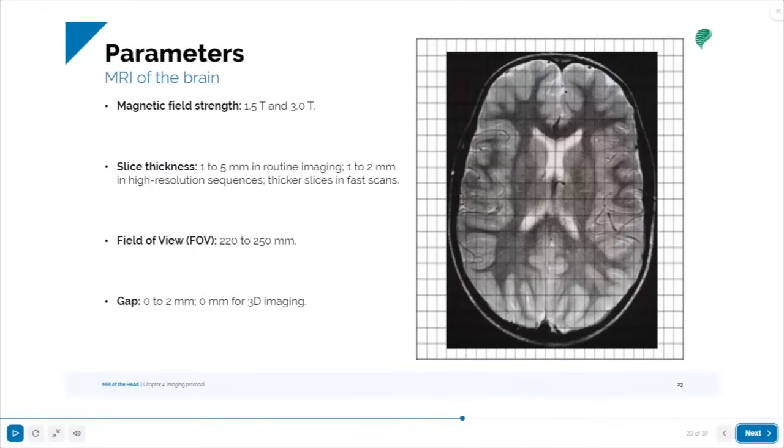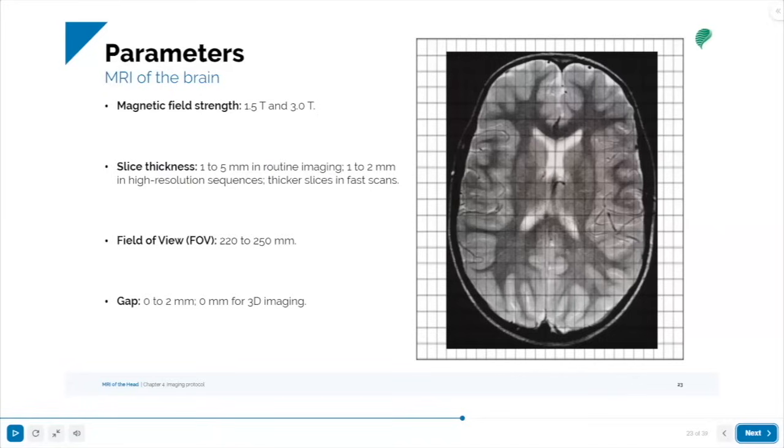All right, so MRI of the brain and other structures in the head involves various parameters that can be adjusted based on the patient's specific clinical conditions and the question that's being asked. The typical magnetic field strength found in clinical practice is about 1.5 Tesla to 3.0 Tesla scanners. There are higher Tesla scanners, but they're not in common practice. As we know, the field strength does play an impact on how well our parameters work.